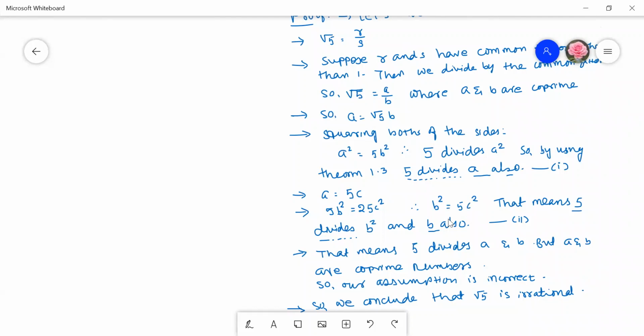So 5 divides a, 5 divides b. How is it possible? A and b are co-prime numbers. So our assumption is incorrect. So root 5 is irrational number.